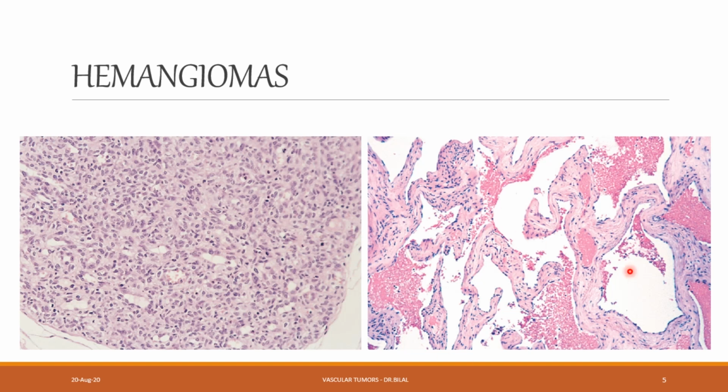Okay, now cavernous hemangioma. This comprises variably dilated vessels, which may be thick walled in different regions. These are lined by small endothelial cells. You can see this is a dilated vessel, and these are lined by flat endothelial cells. And in between this pinkish material, these are the RBCs. So this is an example of a cavernous hemangioma.